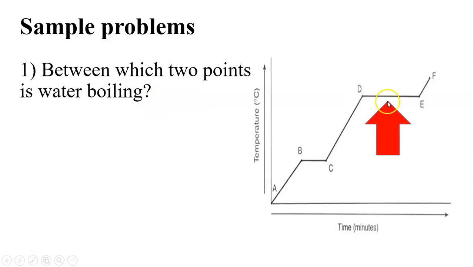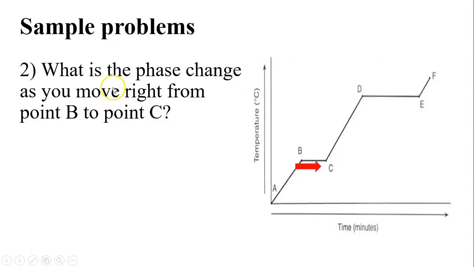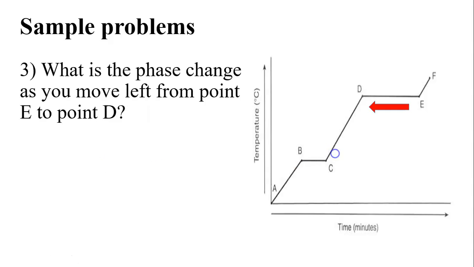Right, between points D and E. What is the phase change? What's the phase change called as you move from B to C? Right, from B to C. Melting. Good. Ice is melting.